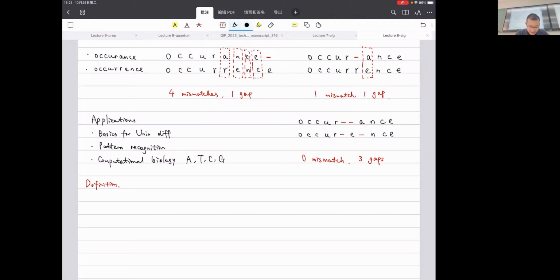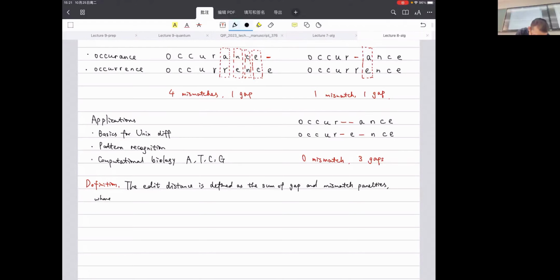So basically we define a definition called edit distance. The definition of edit distance is specified like this: it is defined as the sum of gap and mismatch. To characterize all these things, we have penalties for gaps and mismatches respectively.